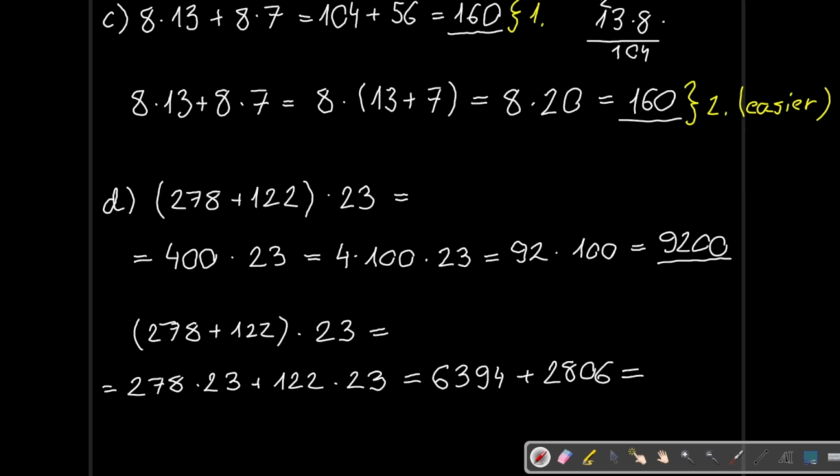And after adding these two together, we can do maybe the column addition, just to make sure it adds up to 9,200. 2806. So 4 plus 6 is 10. 9 plus 1 is 10. 9 plus 3 is 12. And 1 plus 2 plus 6 is 9. And it really adds up to 9,200.